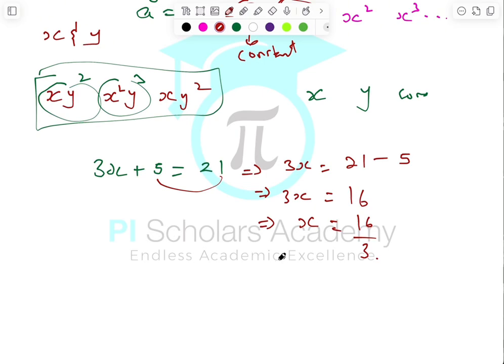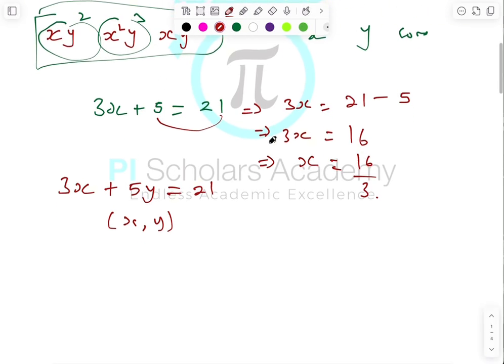But what if I give you something of this nature to solve? 3x plus 5y equals 21. And I ask you to solve for x and y. When we have this kind of equation, it will have what we call many solutions. This kind of equation will have many solutions. And in that situation, we say this equation has infinitely many solutions. Why?